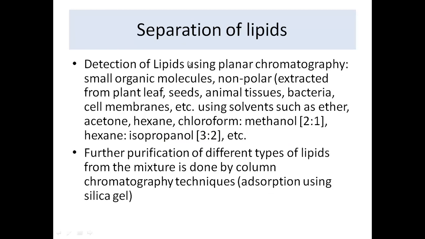Detection of lipids can be done using planar chromatography, that is TLC. Small organic molecules, non-polar molecules from the plant leaves, seeds, animal tissues, bacteria, cell membrane, can be separated using solvents. And these solvents are, for example, ether, acetone, hexane, then a mixture of chloroform and methanol in the proportion of 2:1, hexane isopropanol in the proportion of 3:2.